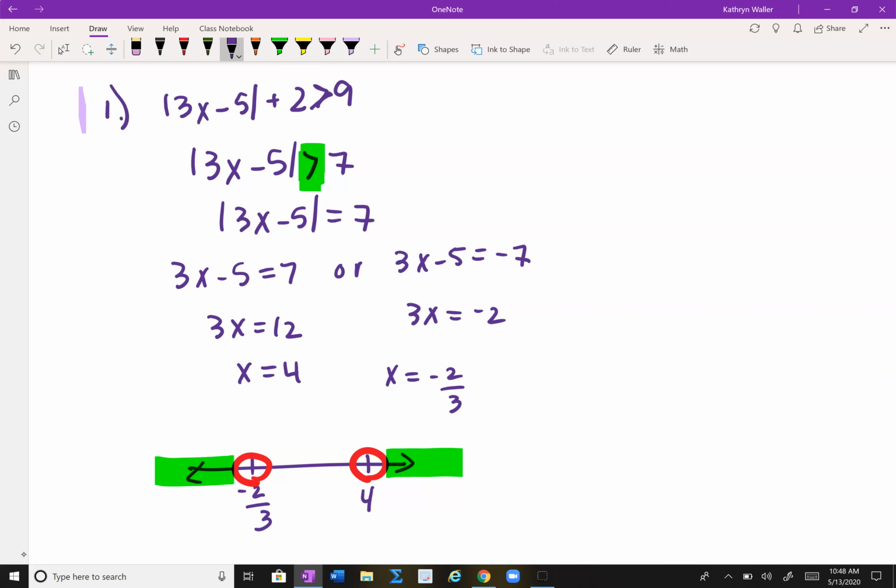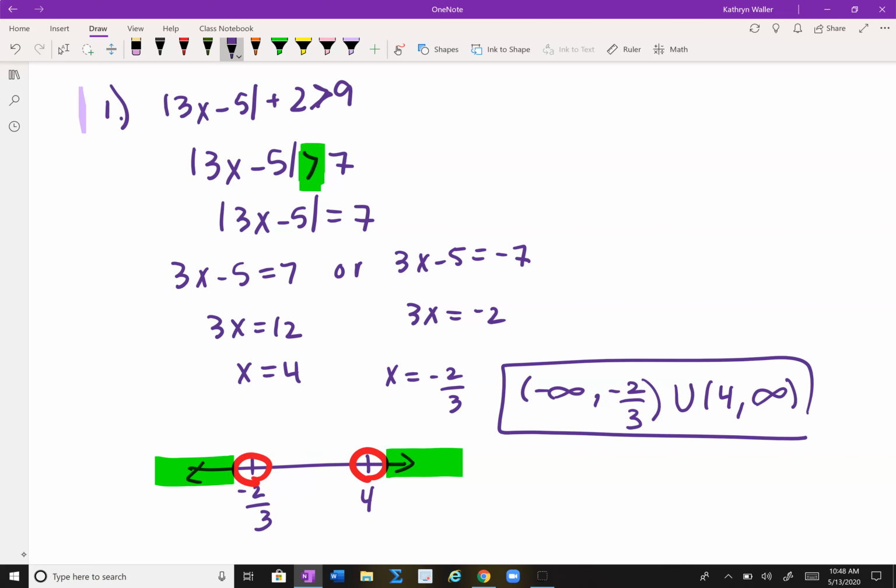So if you wrote your answer, it does say interval notation. So that'd be negative infinity to a negative 2/3 with a parenthesis. Please remember that the u is very important, and it goes 4 to infinity. Everything's closed with a parenthesis.